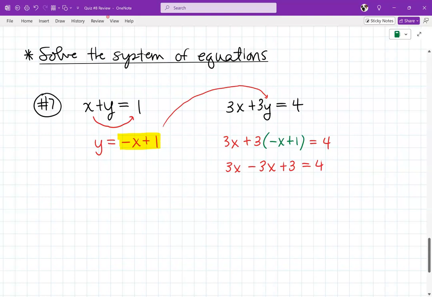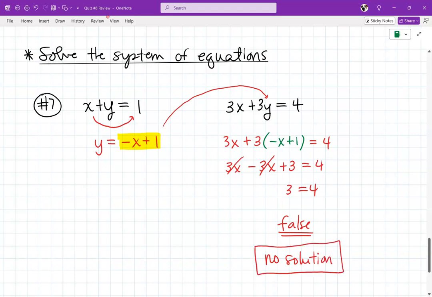Okay, what do I do at this point? 3 equals 4, because what happens to the 3 x's? Yeah, they're gone, right? So I get 3 is equal to 4. So when your variables disappear, the question you ask yourself is, is that true or is that false? 3 is equal to 4? That's false. If it's false, what do I write? No solution. If it's true, you're going to write infinitely many solutions. But since it's false, you're going to write no solution.